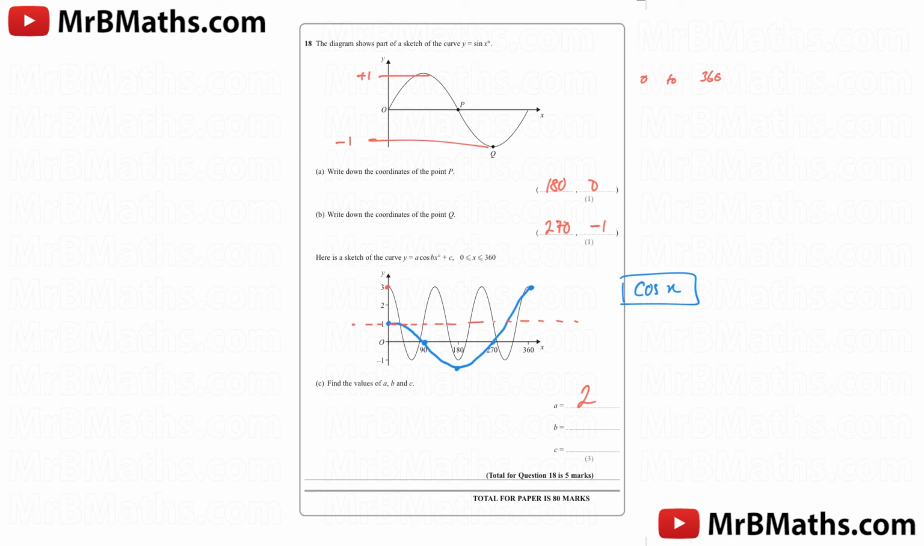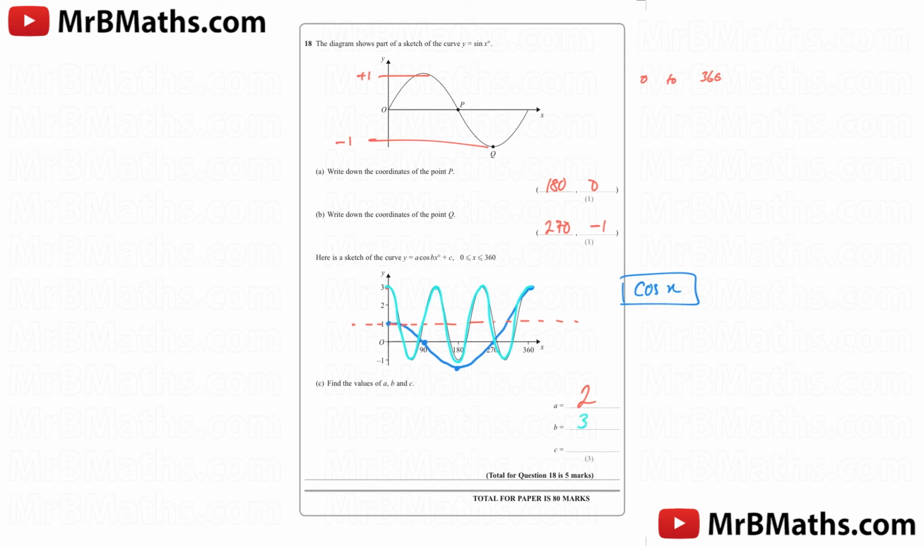And b will be responsible for the number of cycles. So if we look here, we can see that there is 1 cycle, 2 cycles, and 3 cycles. So this value right here would be 3.